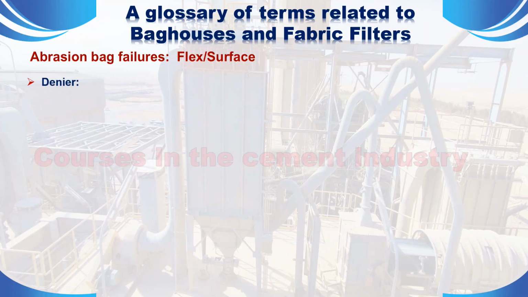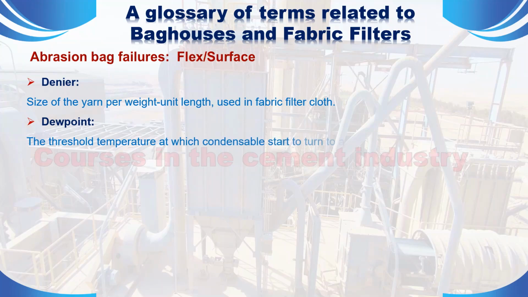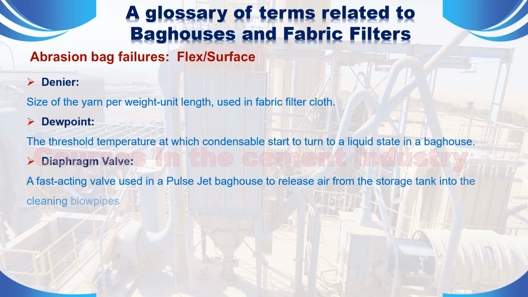13. Denier. Size of the yarn per weight unit length, used in fabric filter cloth. 14. Dew point. The threshold temperature at which condensables start to turn to a liquid state in a baghouse. 15. Diaphragm valve. A fast-acting valve, used in a pulse jet baghouse to release air from the storage tank into the cleaning blowpipes.